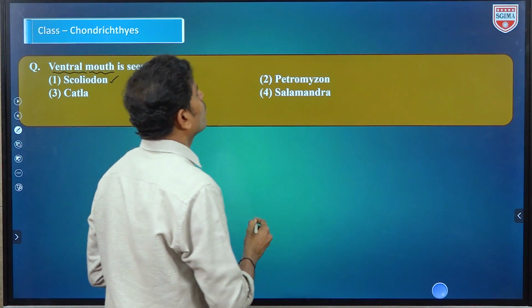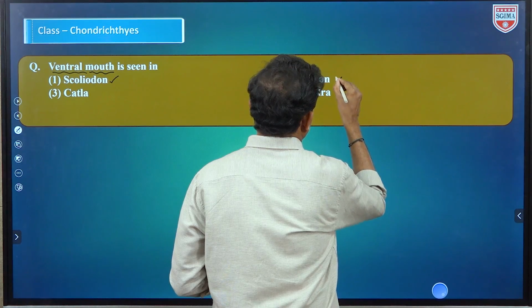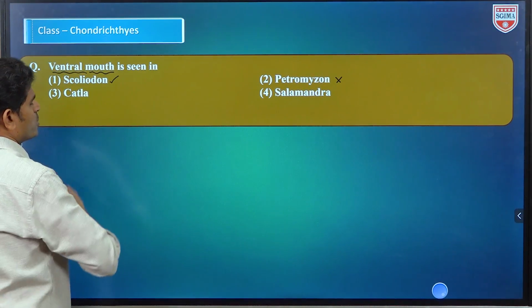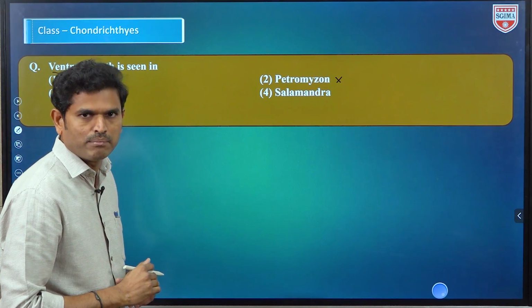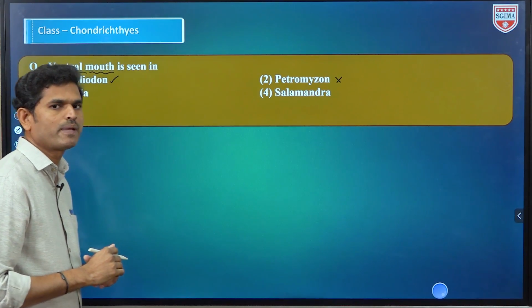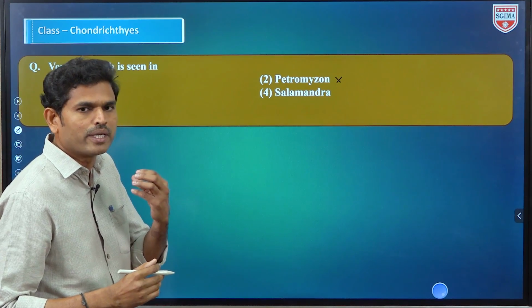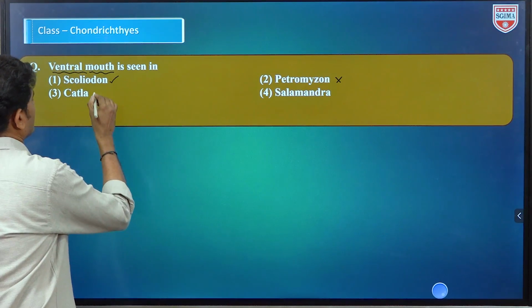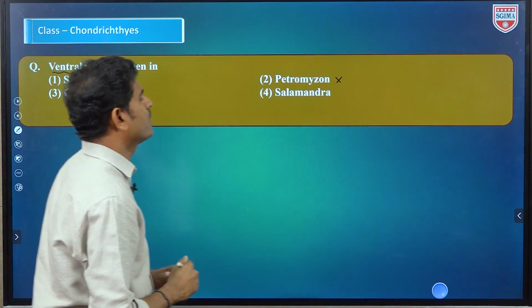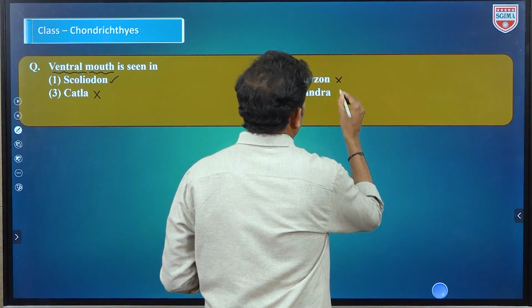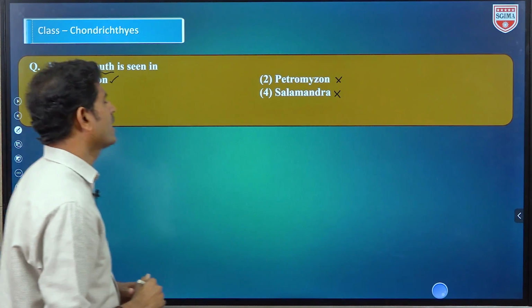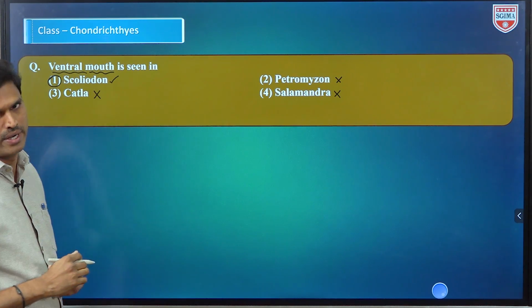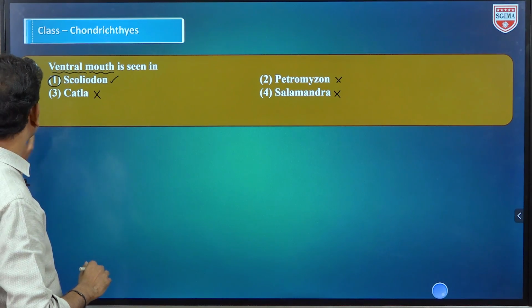Next one is Petromyzon, Myxine. These are cyclostomes, so it is a wrong option. And Catla is a bony fish, which means Osteichthyes, not Chondrichthyes. In Osteichthyes, the mouth will be at the terminal region, but not ventral. So this is also wrong. Next one, Salamandra, is an amphibian, also wrong. So the correct option is the first option, only Scoliodon. Okay, now the next question.